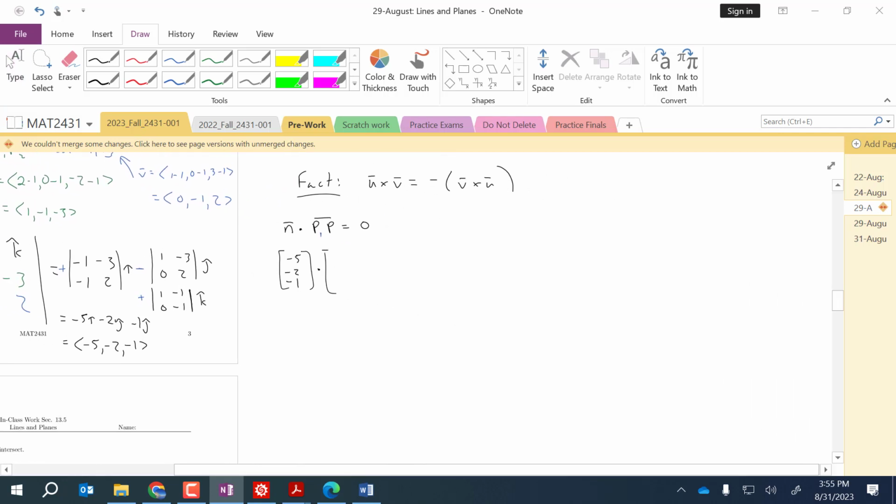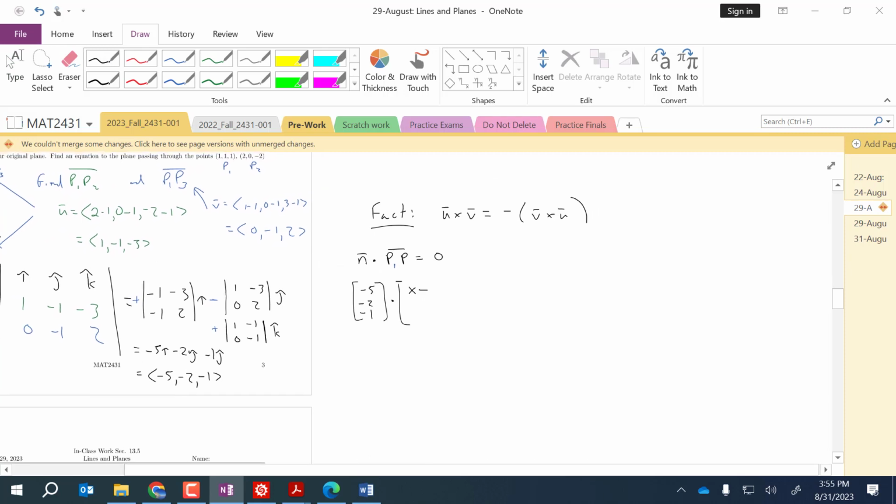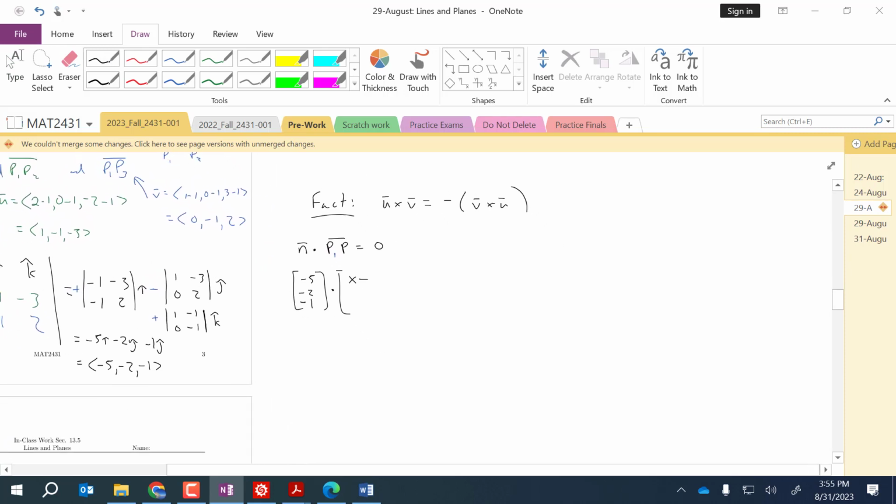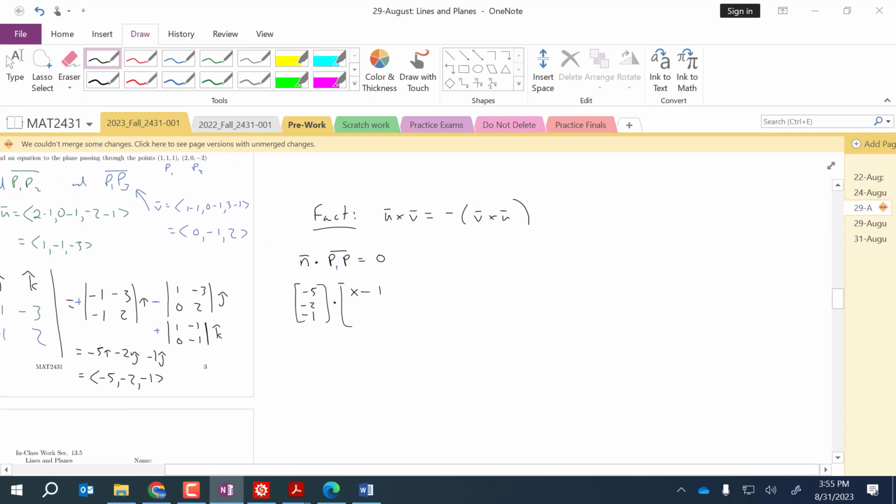Okay. So then what's this vector? It would be x minus x naught, or P1, y minus 1, z minus 1, and we're going to set that to be 0. Okay. Take a moment here, folks. I need everyone to be on board with this. I know some of you are feeling good. I need everyone to be on board with this before we move on.